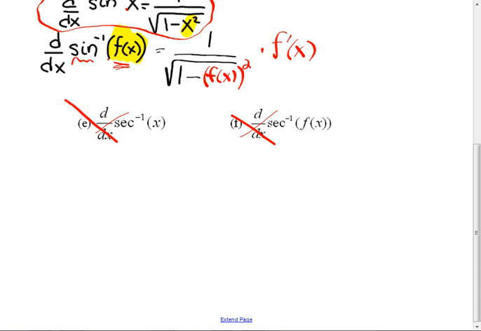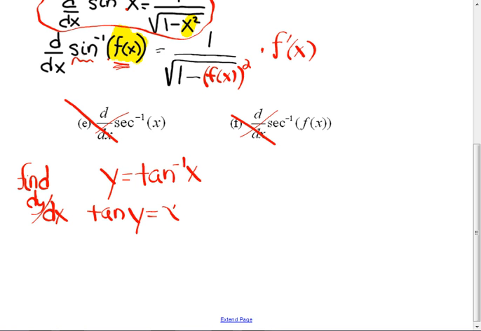So if y is equal to inverse tangent of x, I want to find dy dx. What I would do is rewrite it as the tangent of y is equal to x over 1. Do you remember the derivative of the tangent? Yes, it is. I'm going to show you how to do those identities. That's right, it's secant squared.